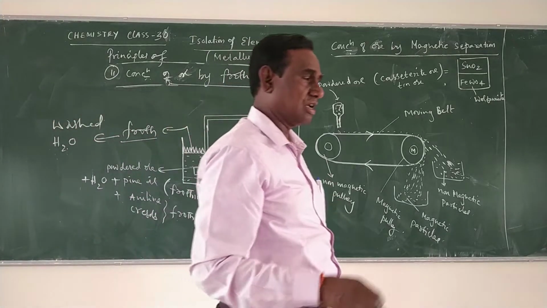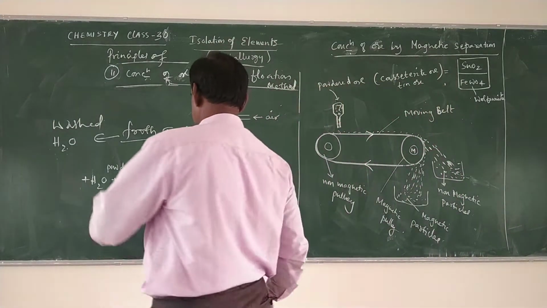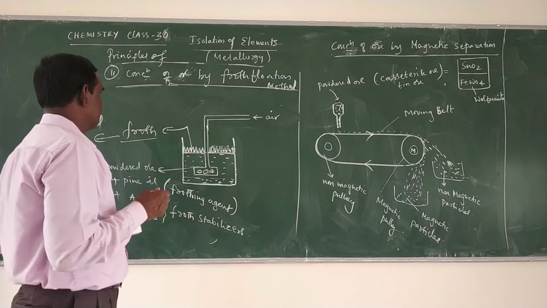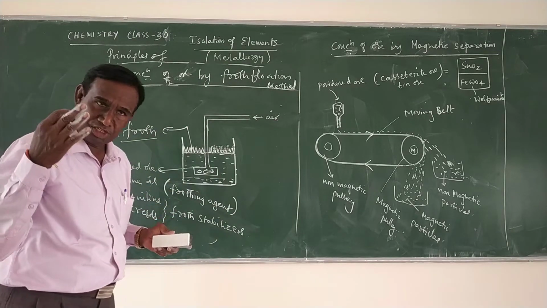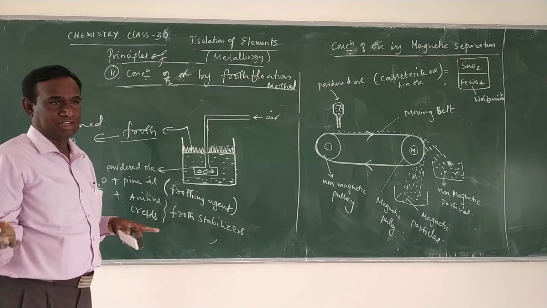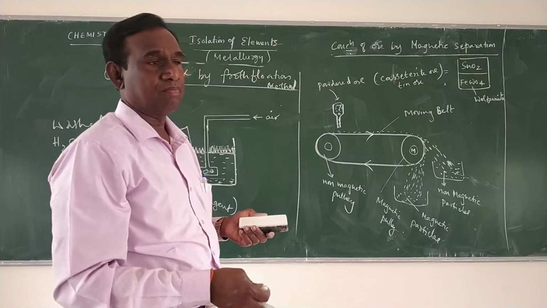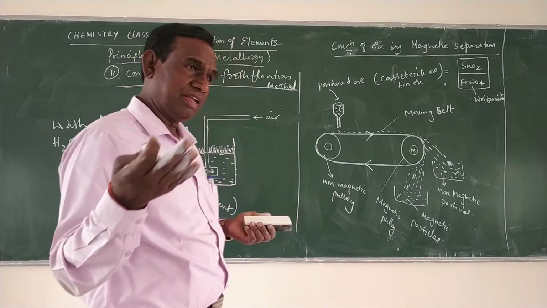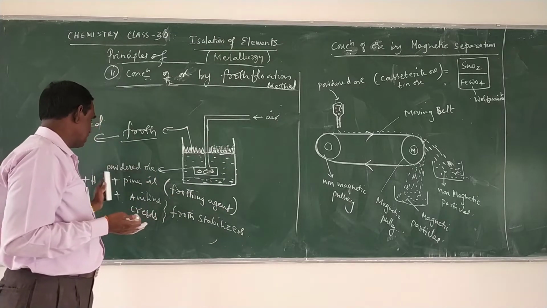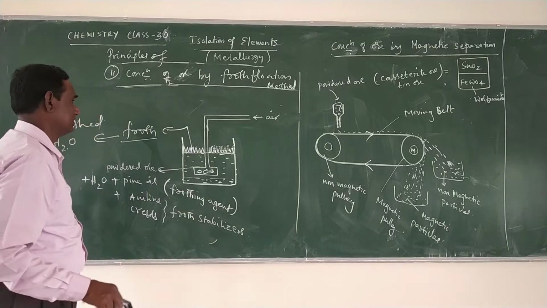What is the principle used in this method? The principle used in this method is that oil wets the ore particles and water wets the gangue particles. That means ore particles are wetted by oil, and impurity particles are wetted by water. That is the meaning of this.